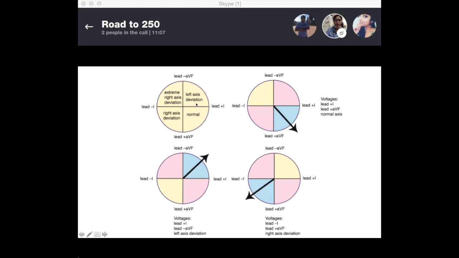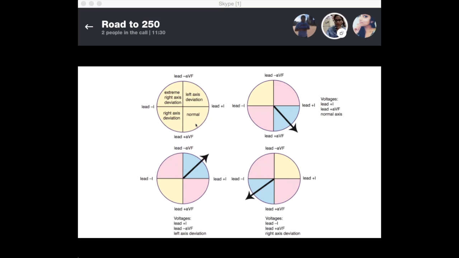If we have a deflection or axis that gets represented between a positive lead 1 and a negative AVF lead, then that's going to be considered left axis deviation, and so on and so forth. I'm going to actually explain that.